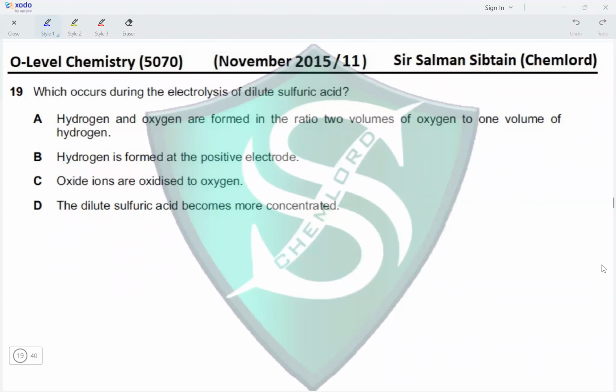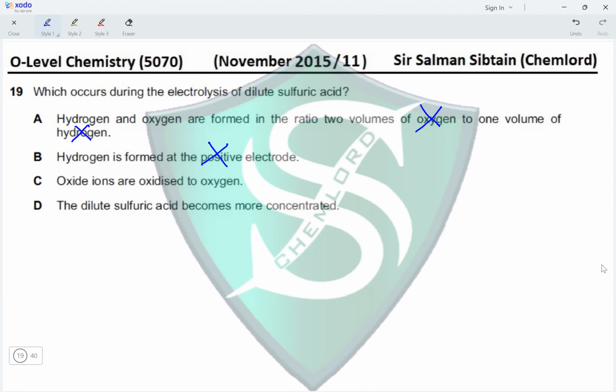Question 19. Which occurs during the electrolysis of dilute sulfuric acid? Hydrogen and oxygen are formed in the ratio 2 volumes of oxygen to 1 volume of hydrogen. No, it is formed in the ratio of 2 volumes of hydrogen to 1 volume of oxygen. Hydrogen is formed at the positive electrode. Positive electrode is the anode where oxidation occurs, and oxide ions are oxidized to oxygen. So it is not hydrogen that is formed at the positive electrode, it is oxygen gas.